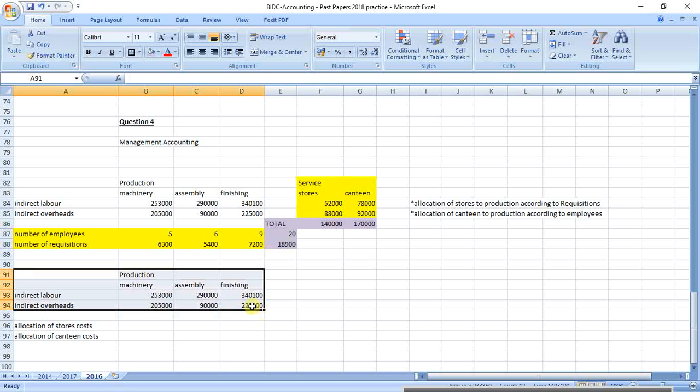I'm showing. So this is part of the question. I need to write that. I'm showing the allocation of the costs. Okay, so this is indirect labor.